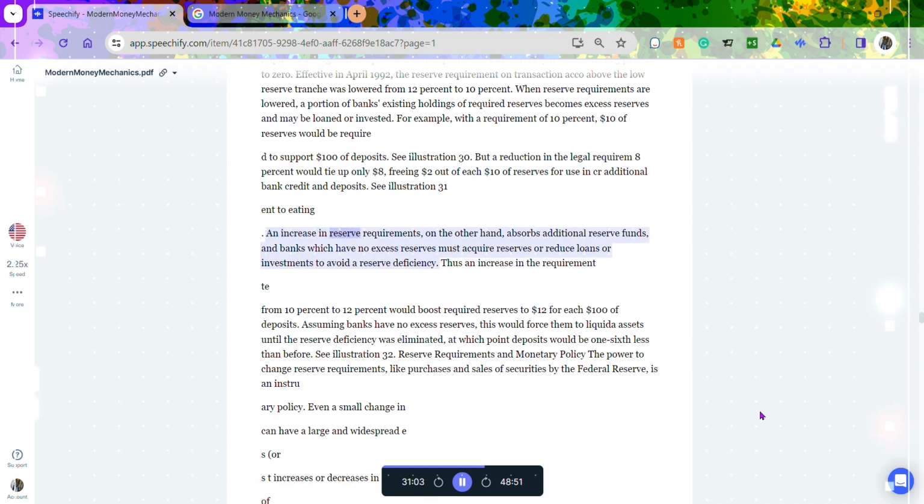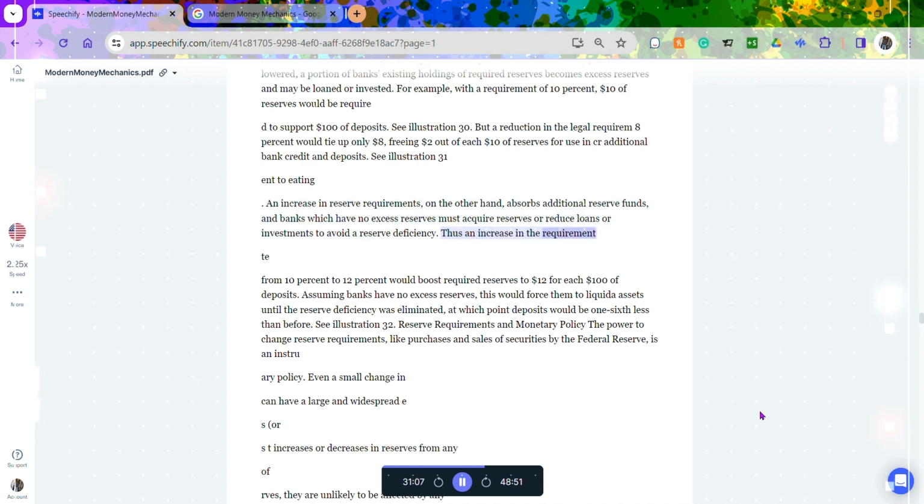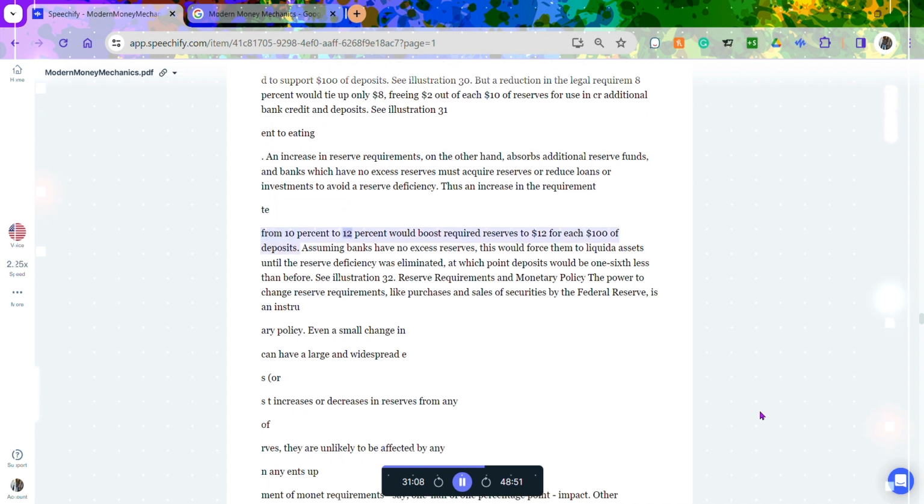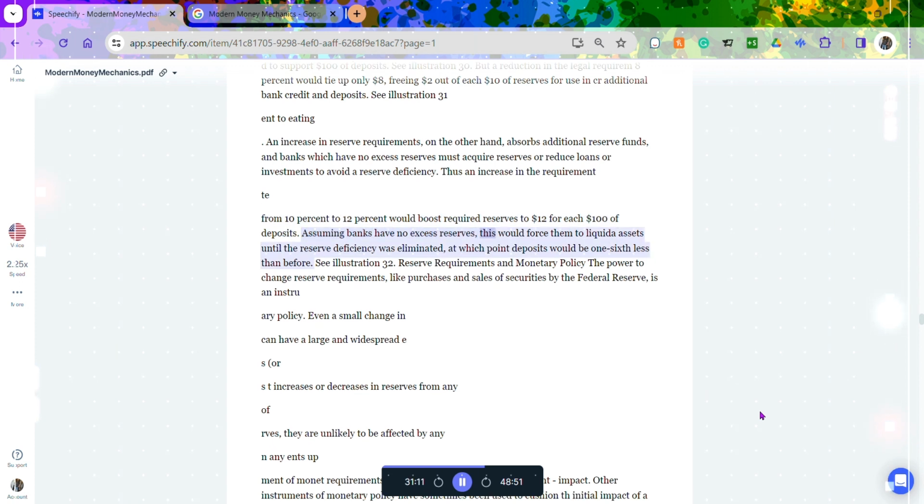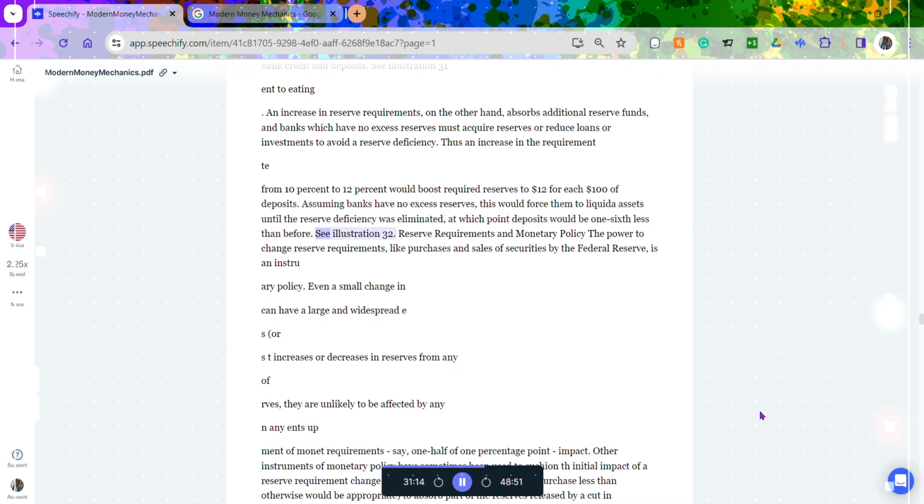An increase in reserve requirements, on the other hand, absorbs additional reserve funds, and banks which have no excess reserves must acquire reserves or reduce loans or investments to avoid a reserve deficiency. Thus an increase in the requirement from 10% to 12% would boost required reserves to $12 for each $100 of deposits. Assuming banks have no excess reserves, this would force them to liquidate assets until the reserve deficiency was eliminated, at which point deposits would be 1/6 less than before. See illustration 32.